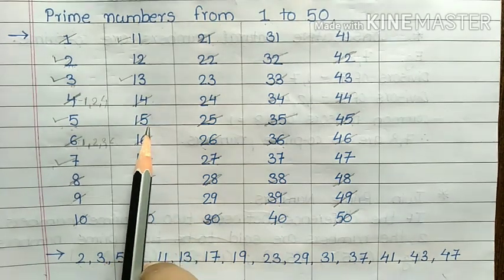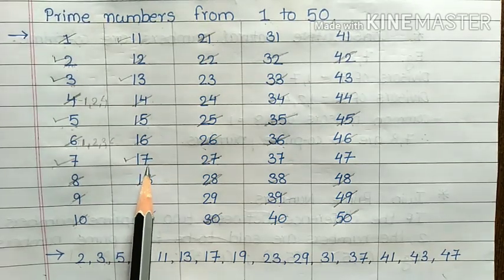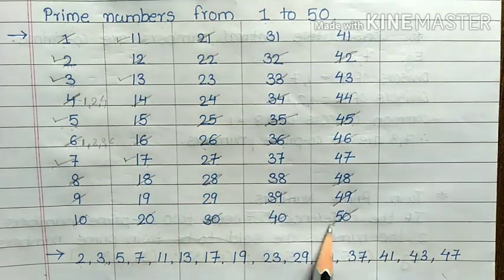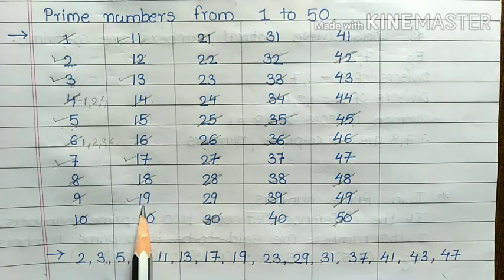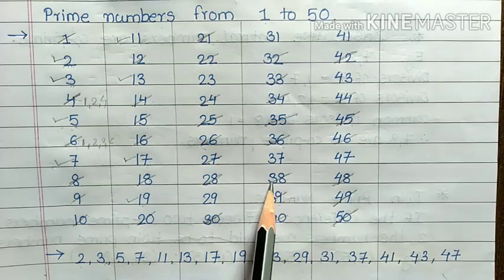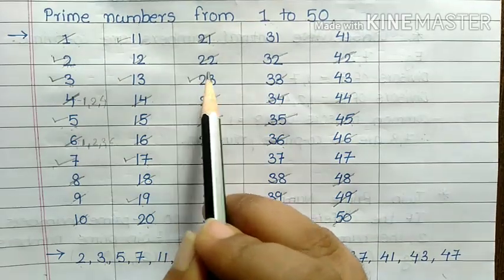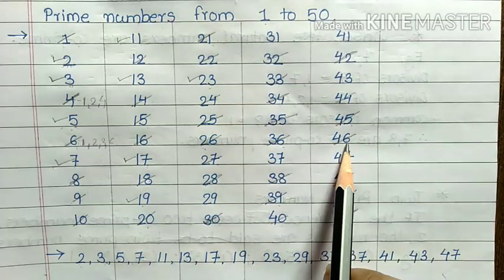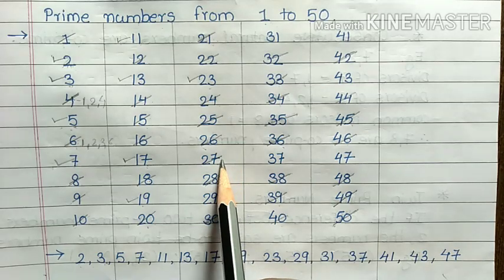14 is composite. 15 is composite. 16 is composite. 17 is a prime. Now what is divisible by 17? 34. Within 50, it is only 34. 18 is a composite number. 19. Which is divisible by 19? 19 2s are 38. Cut. 20 is composite. 21, 22 are composite. 23 is a prime number. What is divisible by 23? 46, already cut. After that 24, 25, 26, 27, 28.